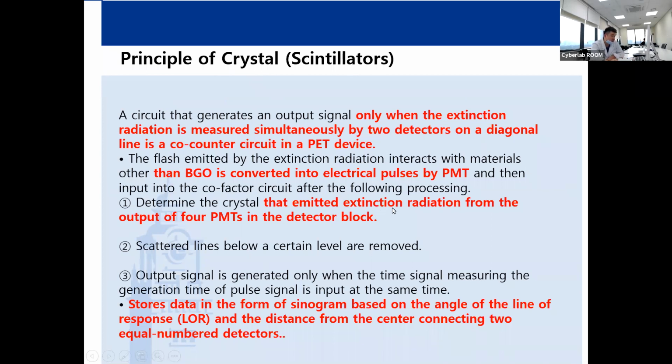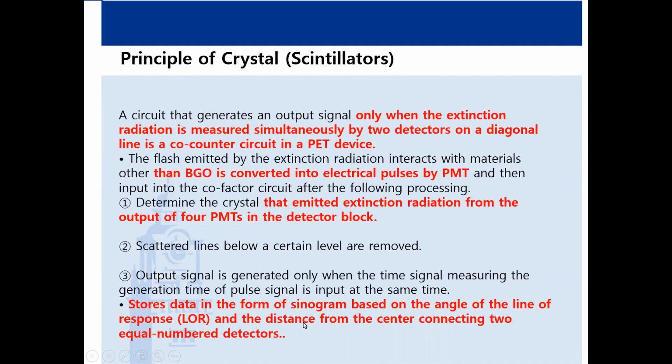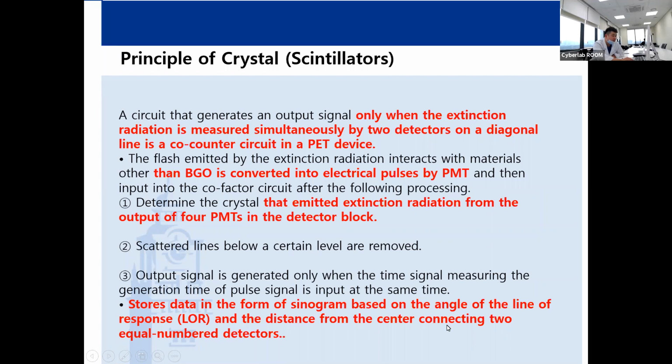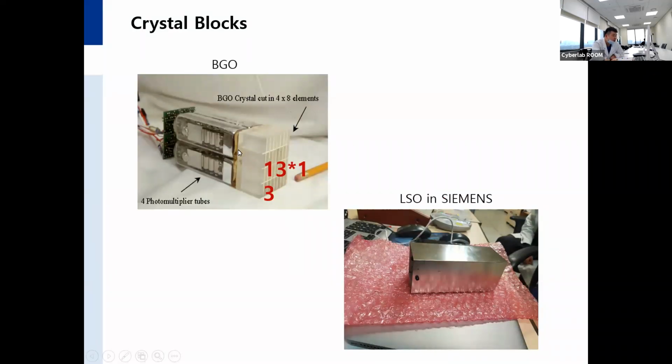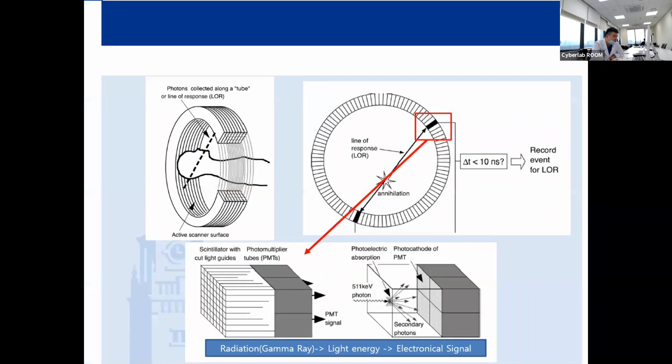We determine the crystal that emitted the scintillation radiation from the output of 4 PMTs in the detector block. Scatter lines below a certain level are removed. The data is stored in the form of a sinogram, based on the angle of the line of response, LOR, and the distance from the center connecting the two detectors. This is a real crystal scintillator picture, and this one is LSO in Siemens. These are real pictures from the Siemens medical device, Biograph MCT. You can see gamma ray radiation, then energy, then an electronic signal.